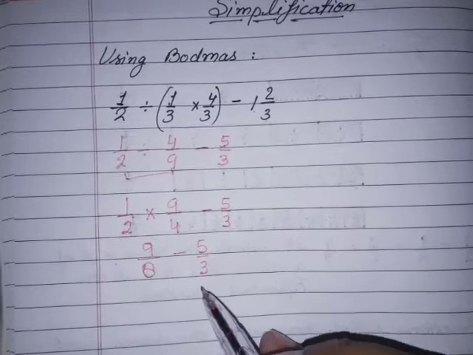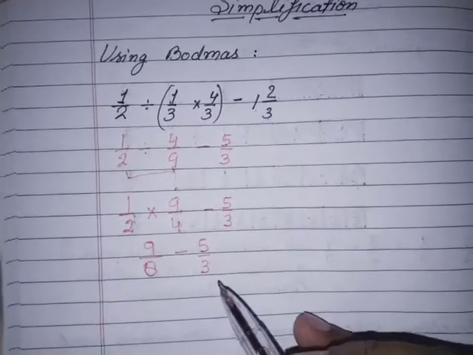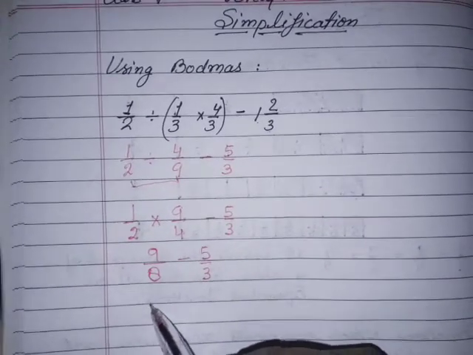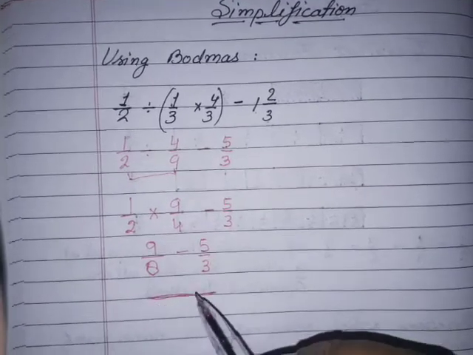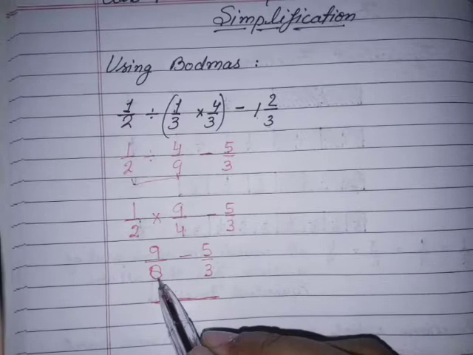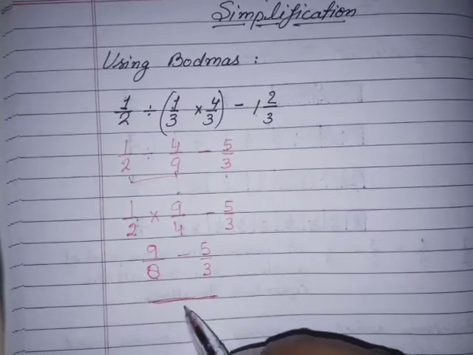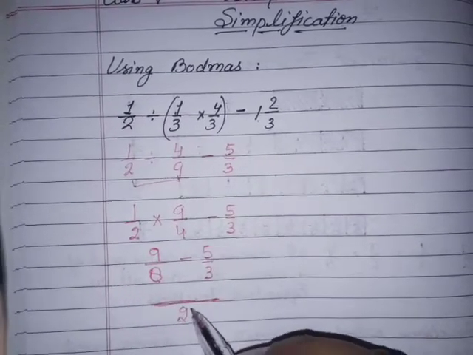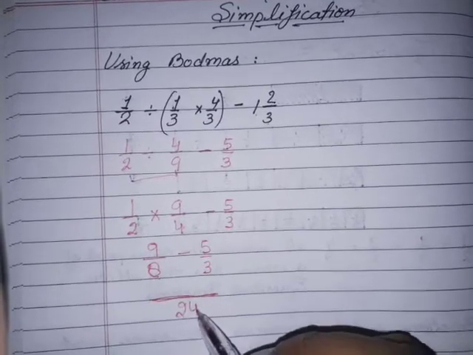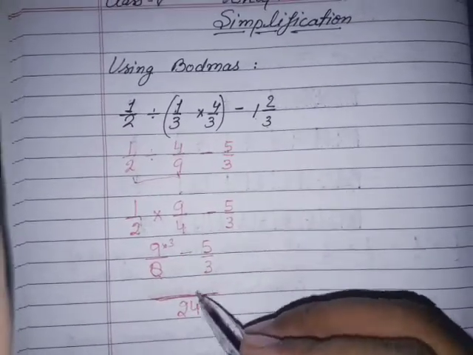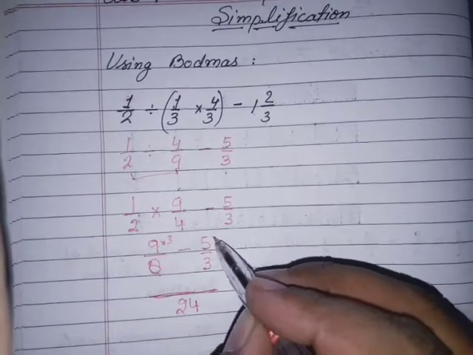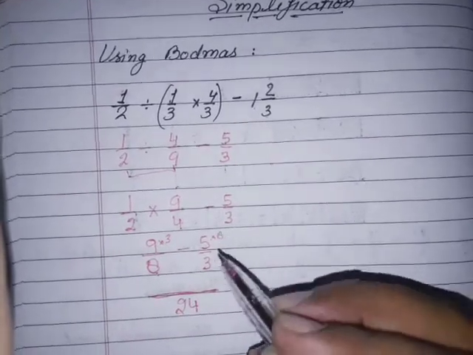Now both the denominators are different, so we need to take the LCM. So the LCM for 8 and 3: as 3 is a prime number, we multiply the given number with the prime number. 8 3s are 24, so 24 is the LCM. 8 3s are 24, so we multiply 9 by 3. 3 8s are 24, so we multiply 5 by 8.